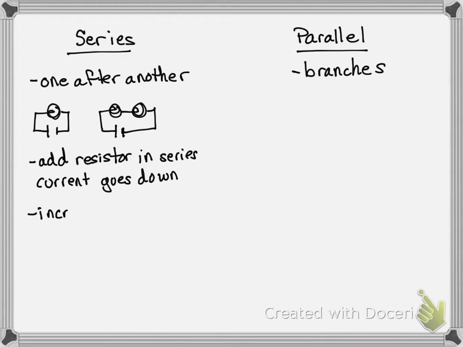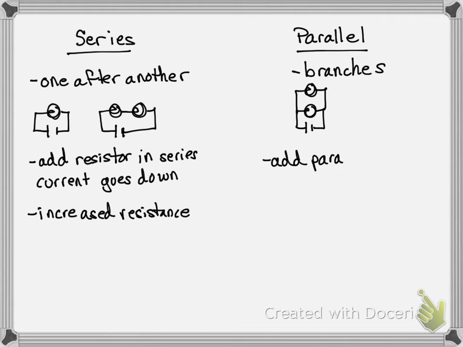That implies that there must be more resistance in that circuit. So the reason we know there's more resistance is because resistance is one of the things that determines what current flows in the circuit. So more resistance means less current flows.